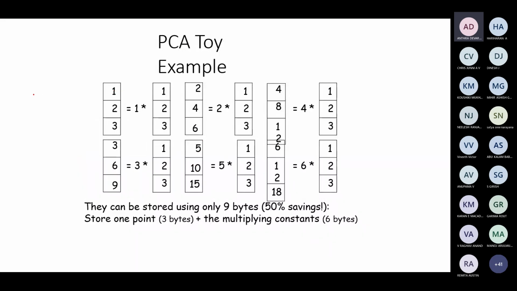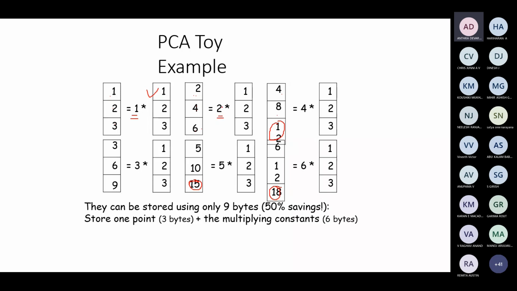Now students, I have 1 2 3, then 2 4 6, then 4 8 12. Sorry, I just got confused. Then 3 6 9, then 5 10 15, and 6 12 18. Correct. Now students, 1 2 3: if I multiply it by 1, I get 1 2 3. 2 4 6: if I divide it by 2, I get 1 2 3.